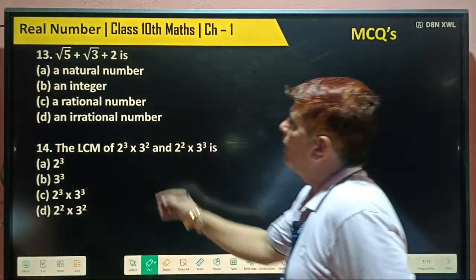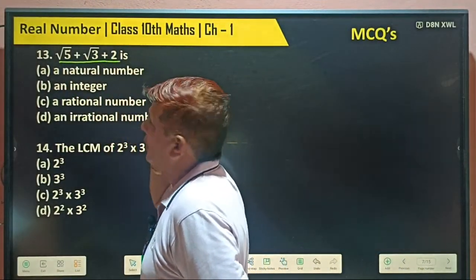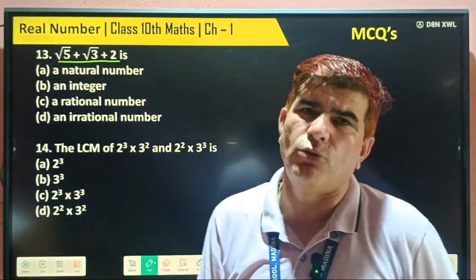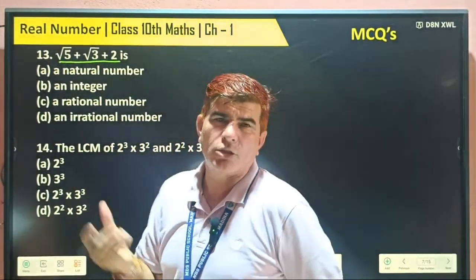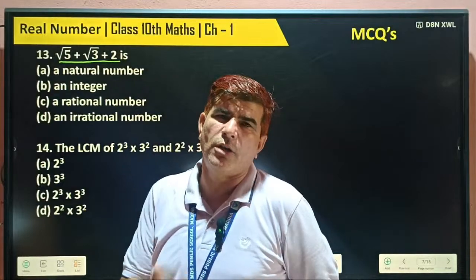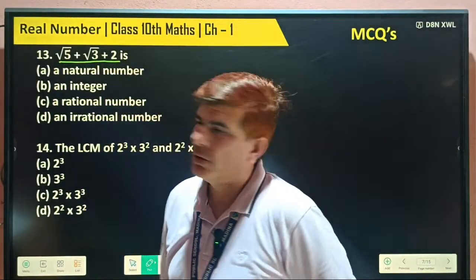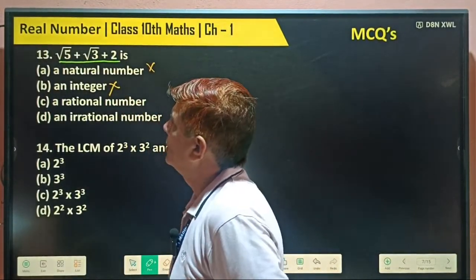So you have to tell which of these is a natural number. Natural numbers are complete, not coming under the root. Understood? Integers also are complete, not in the form of decimal, not in the form of fraction, not under the root. So this also not, this also not.